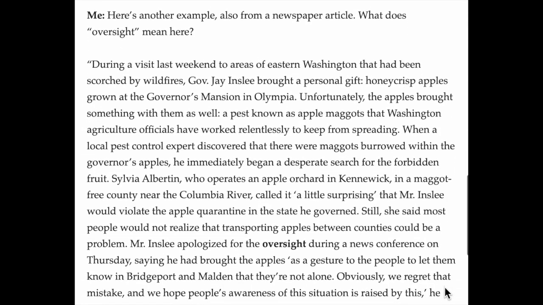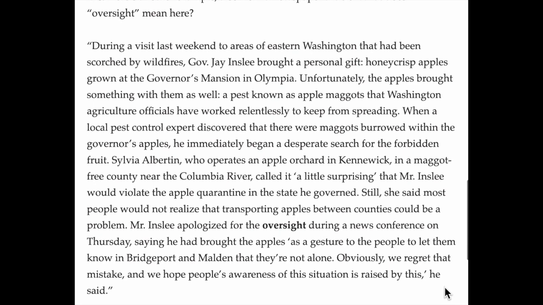Well, here's another example, also from a newspaper article. What does oversight mean here? And you see down there towards the bottom, Mr. Inslee apologized for the oversight during a news conference. So we have the oversight, and then a little later it says, obviously we regret that mistake. So a human being reading this understands that this oversight does not mean supervision, it means a mistake. And if you read the entire text, it would be clear.